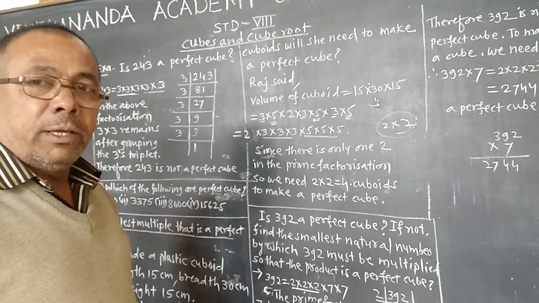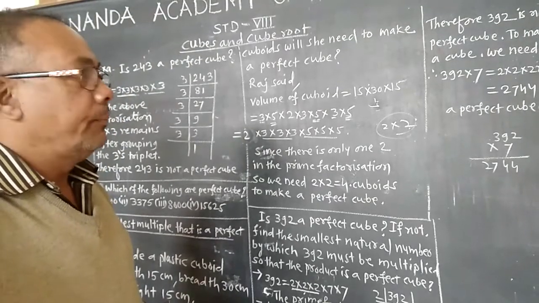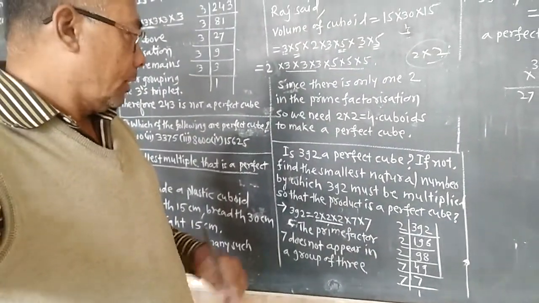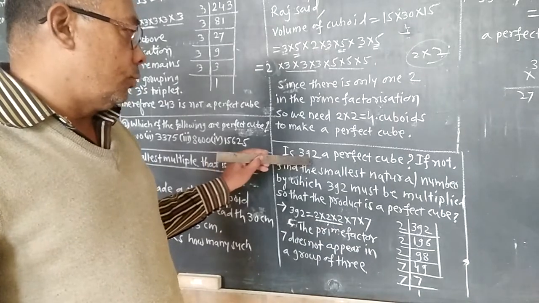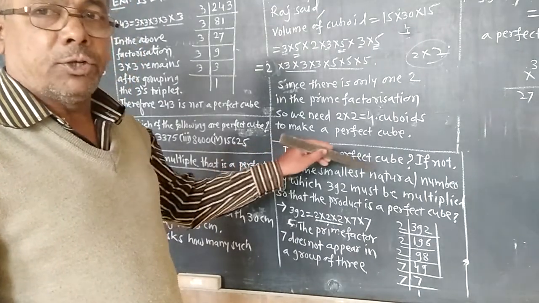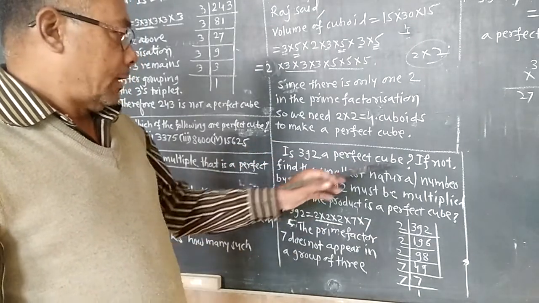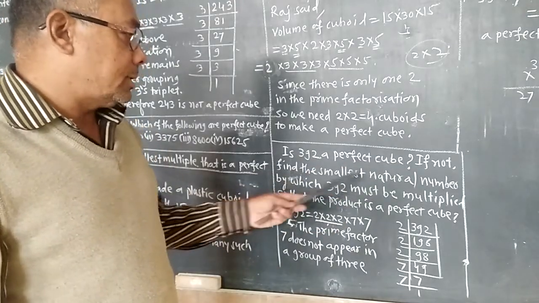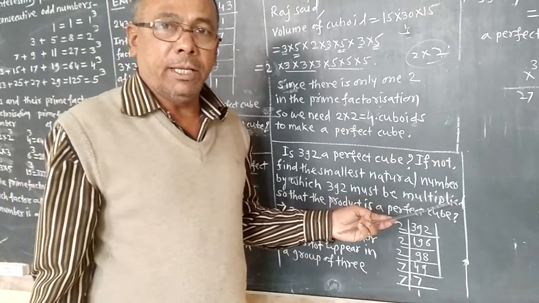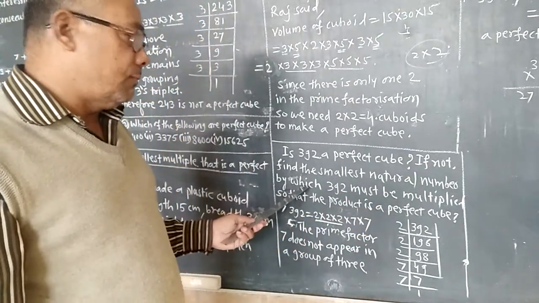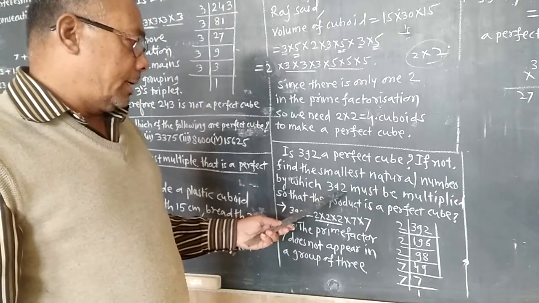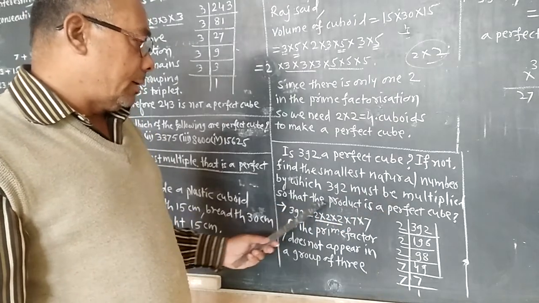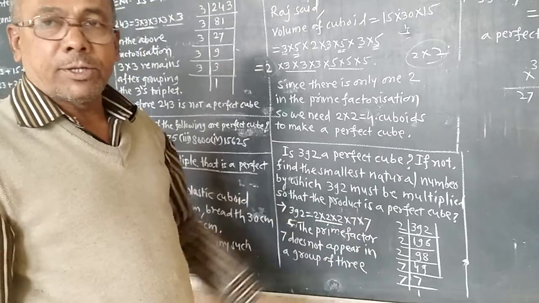Now we will see one example here: is 392 a perfect cube? If not, find the smallest natural number by which 392 must be multiplied so that the product is a perfect cube.